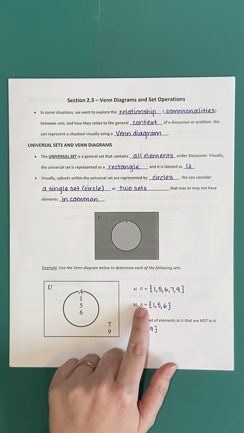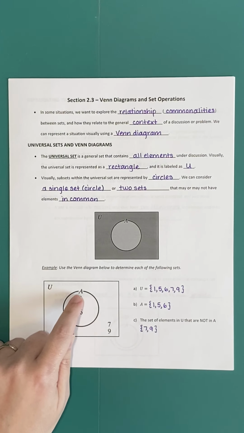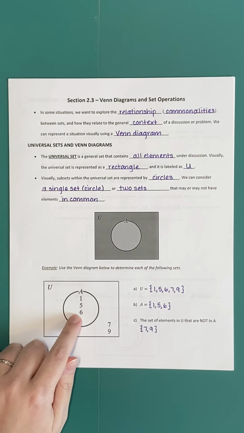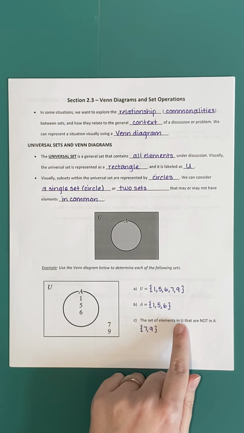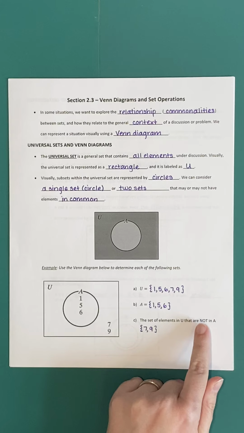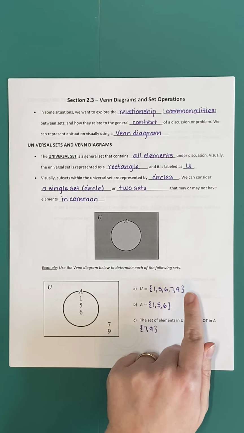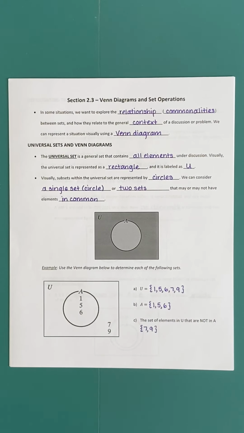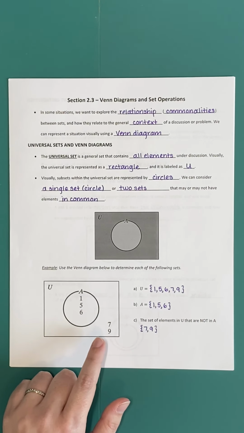Now what about the set A? That's going to consist of all the elements in the universal set that were then grouped further. We can find those inside the circle representing that set. So that's going to be the elements 1, 5, and 6. And then the other set we could define would be the set of elements that are in U that are not in A. In other words, they're in the universal set, but they didn't make it into the set A for some reason. That's going to be the elements 7 and 9.